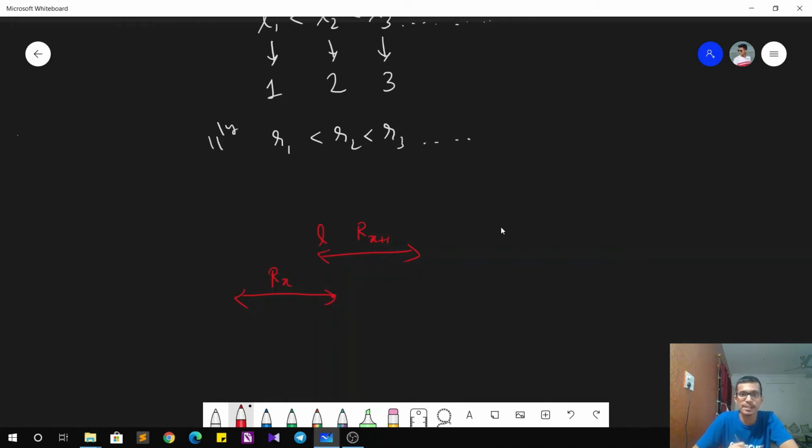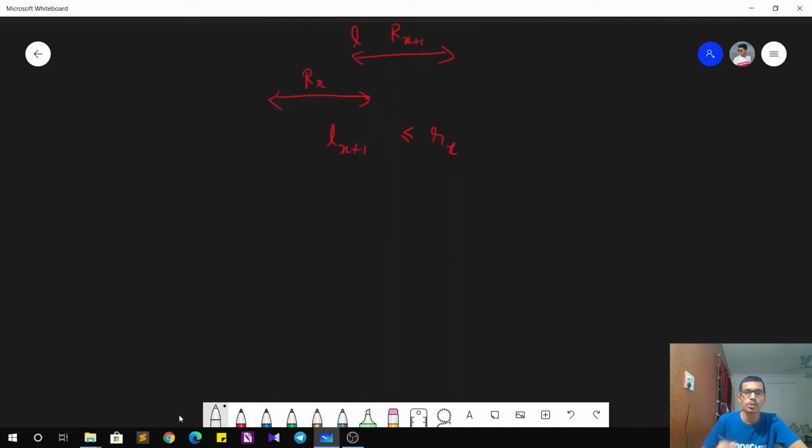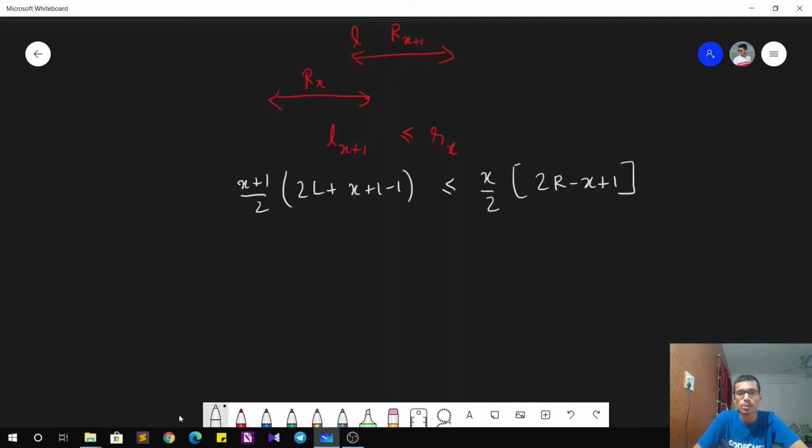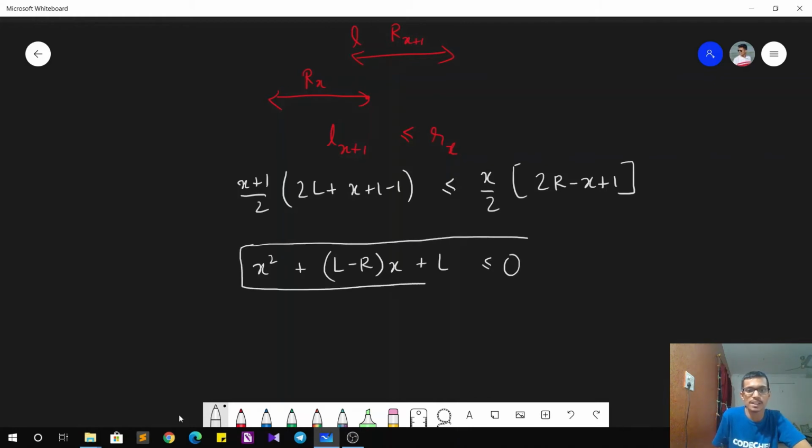So what is the mathematical condition that we can formulate from this? We can say that L of x plus 1 is less than or equal to R of x. That is, the starting point of the x plus 1th range is less than or equal to the ending point of the xth range. So if we plug in the values, the inequality would look something like this. Okay, so if you rearrange the terms and take some common terms, you would get the following inequality. So this is a quadratic in x, as you can clearly see, and it also says that the value of this quadratic is less than or equal to 0 if the two ranges are intersecting.